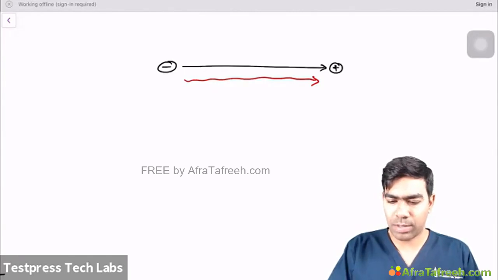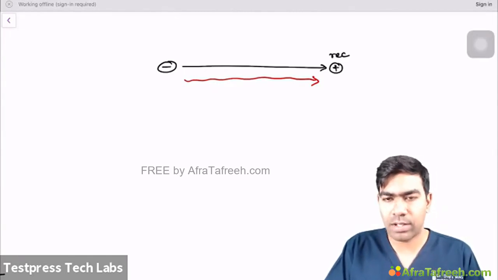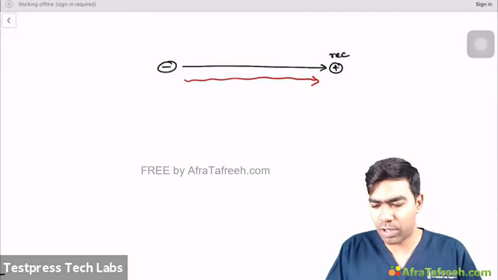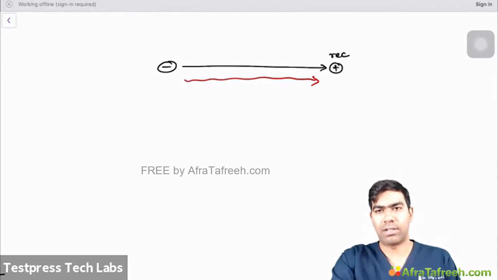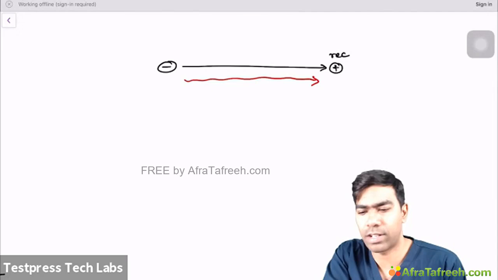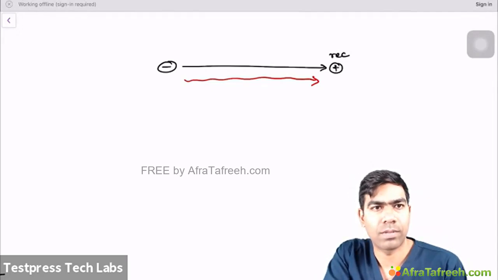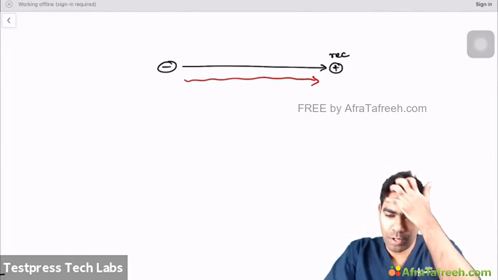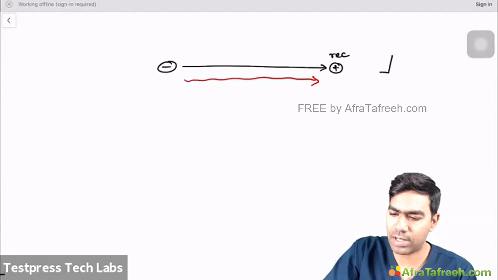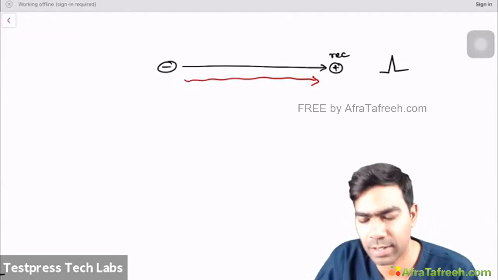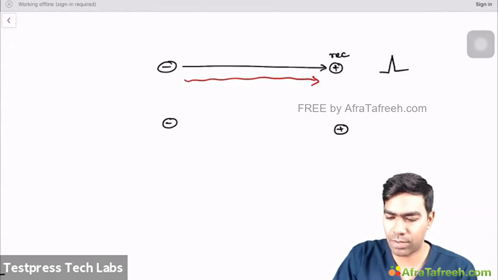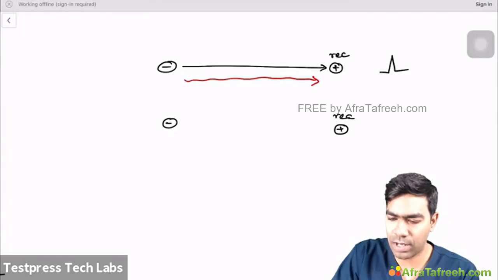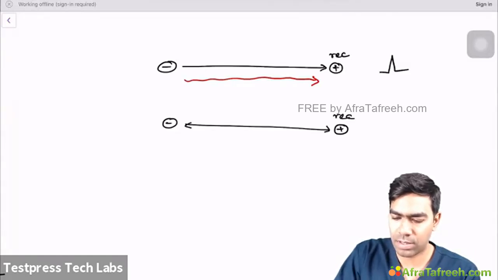Suppose we take this as the recording lead. What will be the deflection, because this depolarization wave is traveling towards that lead? Positive or negative? Of course, it's going to produce a positive deflection, and more importantly, a full positive deflection like this. Let me take another example. You have a negative and a positive electrode. Positive is always the recording electrode, we know that.